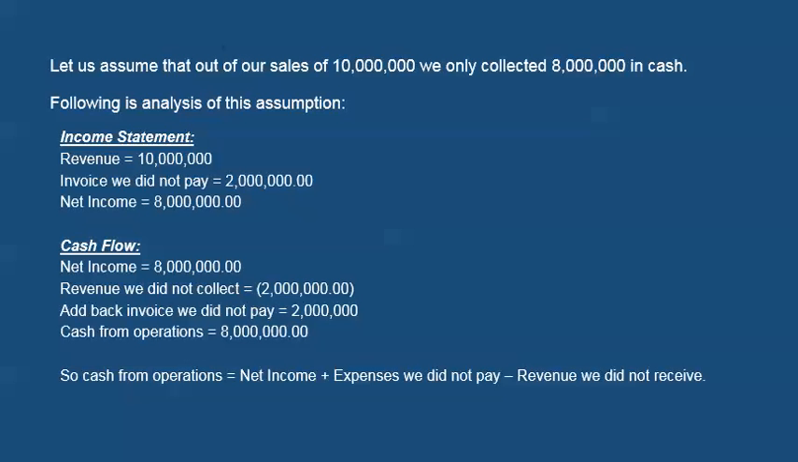Let's look at cash flow. Net income is 8 million. Revenue we did not collect is 2 million. We add back the invoice that we didn't pay, 2 million. So cash from operations becomes $8 million. So cash from operations equals net income plus expenses we did not pay minus the revenue we did not receive.